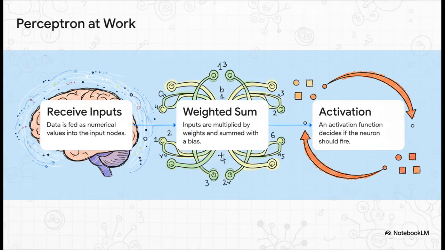So how does this little atom actually work? Well, it's basically a simple three-step process. First, it gets its inputs, just a bunch of numbers. Second, it does some quick math, multiplying each input by its weight to figure out how important it is and adds them all up. And third, something called an activation function makes the final call. Does it fire a signal or does it stay quiet? It's simple, but as you're about to see, it gets incredibly powerful when you start connecting them together.